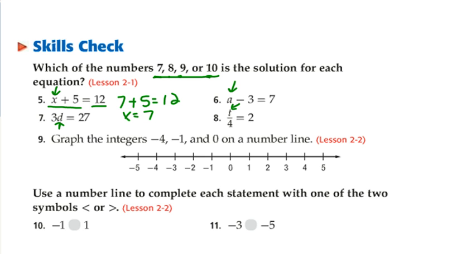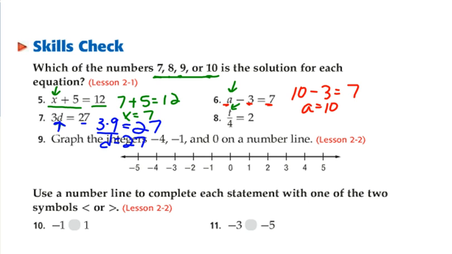Number 6. What minus 3 equals 7? Well, we know 10 minus 3 equals 7, so A equals 10. Now for number 7, we're solving for D. 3 times what equals 27? So 3 times 2 is 18, so 3 times 9, oh, what? 2 times 9 is 18, so 3 times 9 would be equal to 27, which means D equals 9.